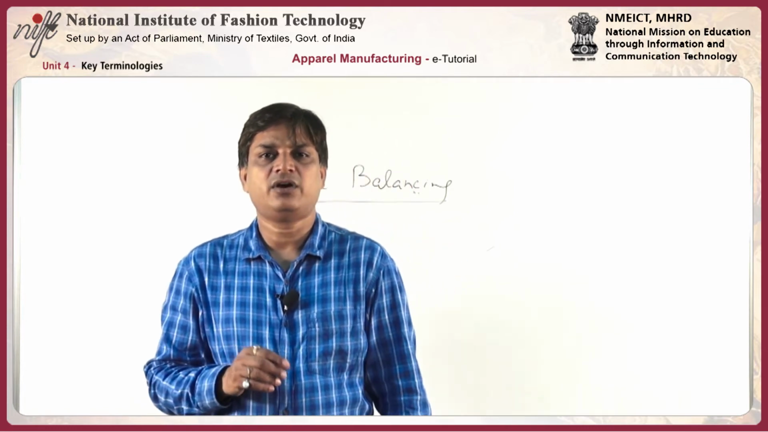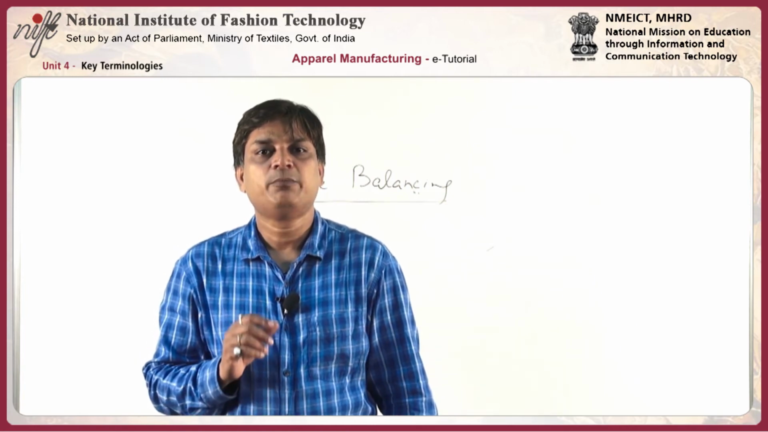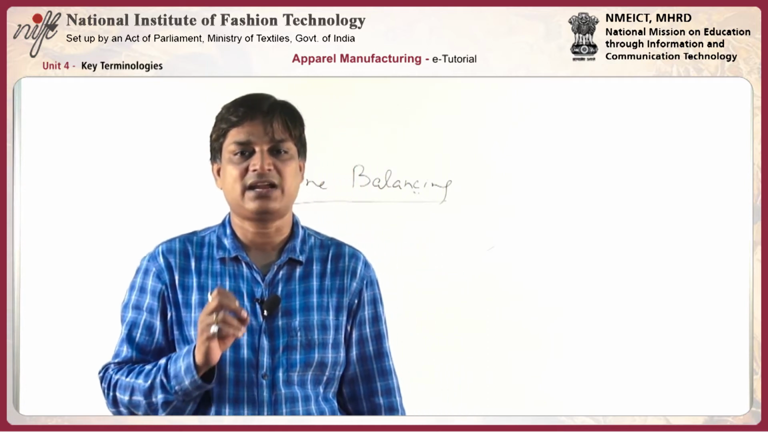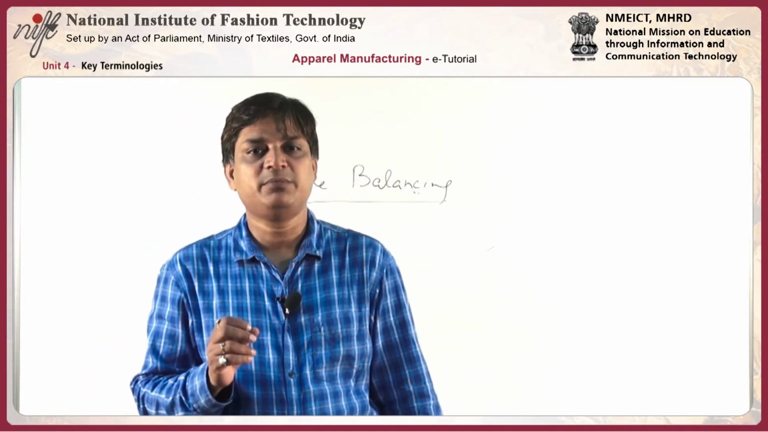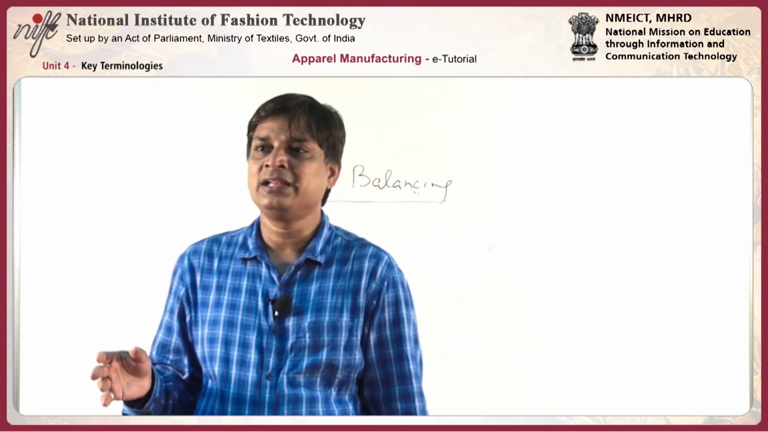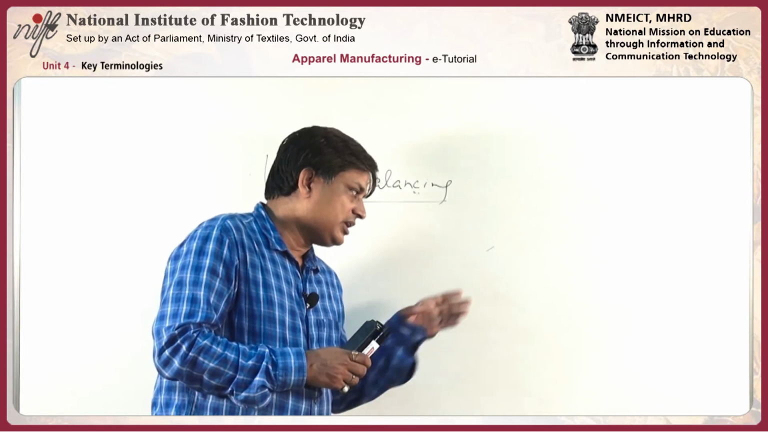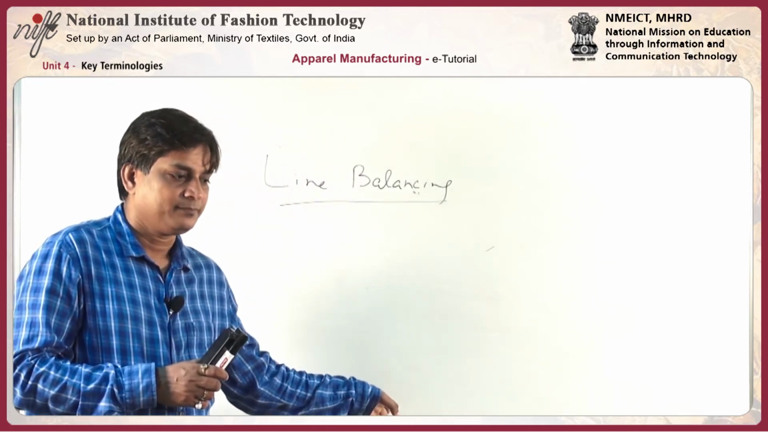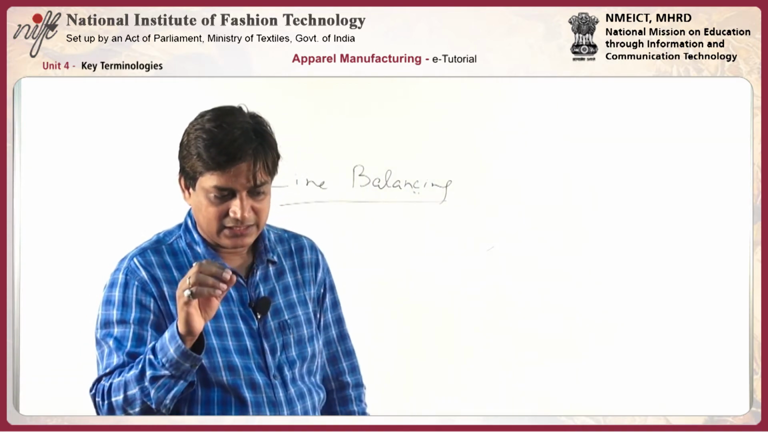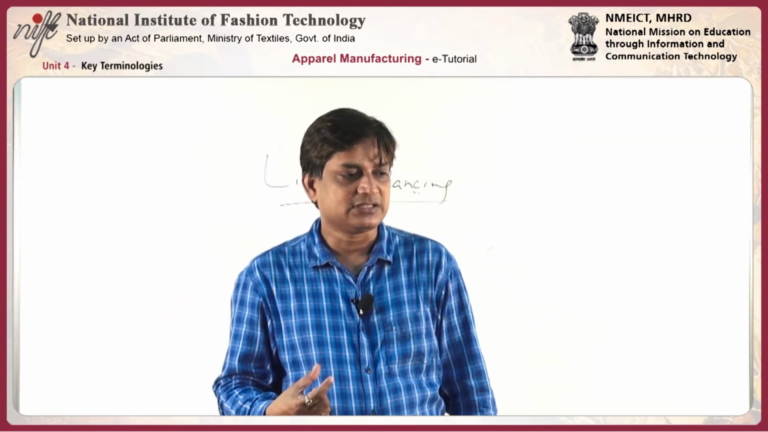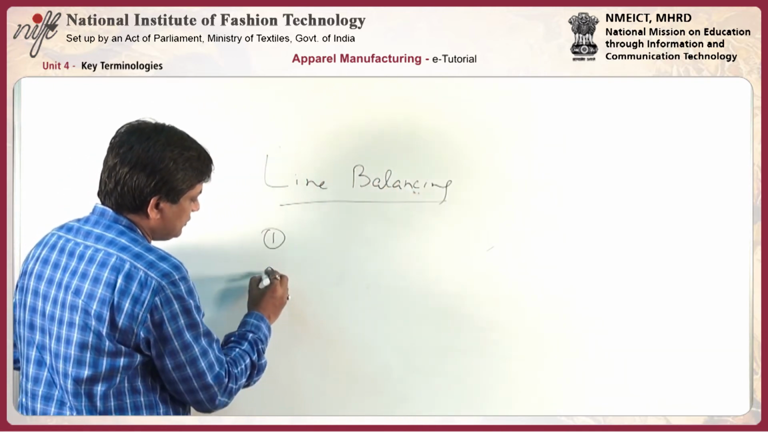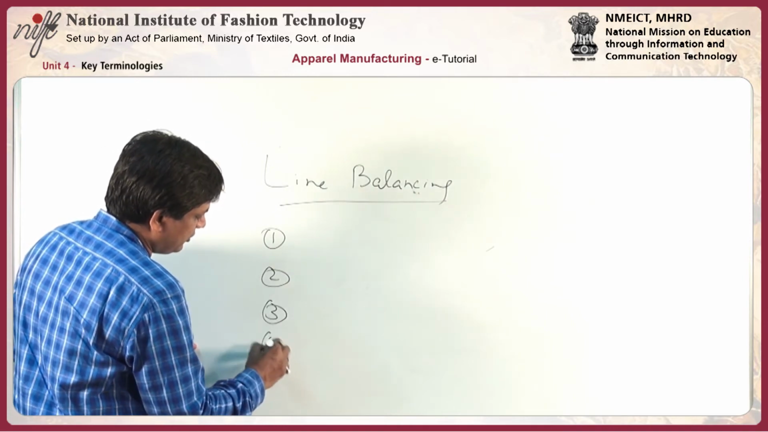It is a function of the work study office to provide management with the information to help the efficient and productive running of the factory. Part of that information is the process known as line balancing. To balance the line, we make sure that we have the group of operators in the line. I will take an example: operation 1, operation 2, operation 3, operation 4, operation 5.